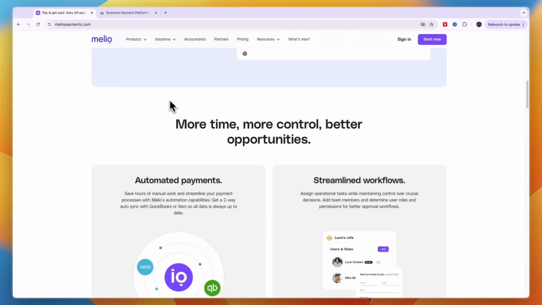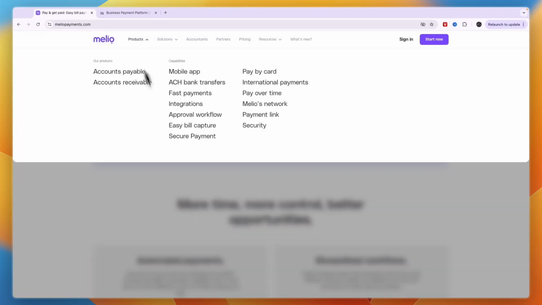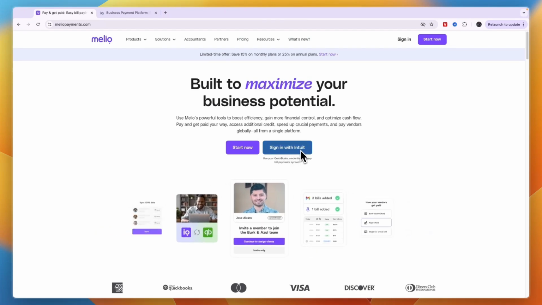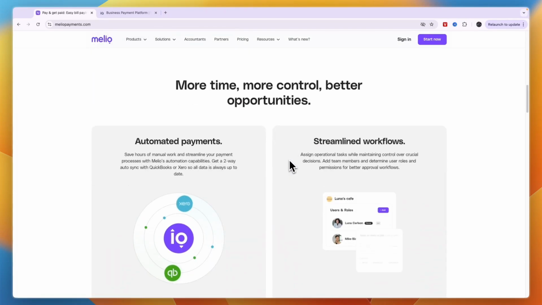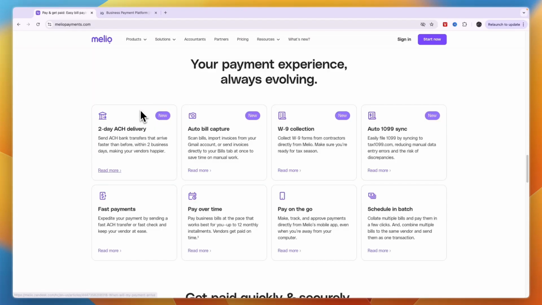Now, in terms of their integrations, Melio does have very good integrations with QuickBooks, for example. You can even sign in with Intuit right there. So if you are using QuickBooks for your accounting or using Xero, then the integration with Melio is very strong. Now right here you can see some of the features in Melio, so 2-day ACH delivery, whereas with Plastiq you could have same-day delivery. So if that is important, then that is a big difference.